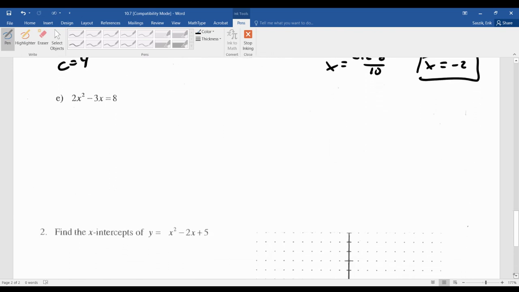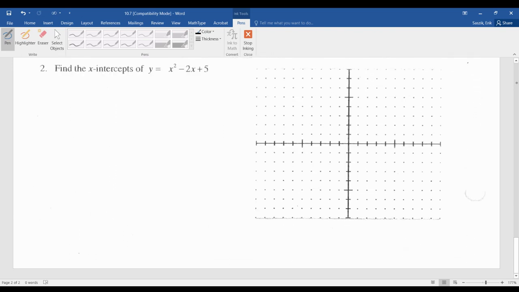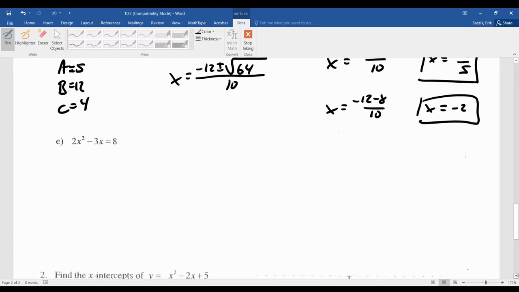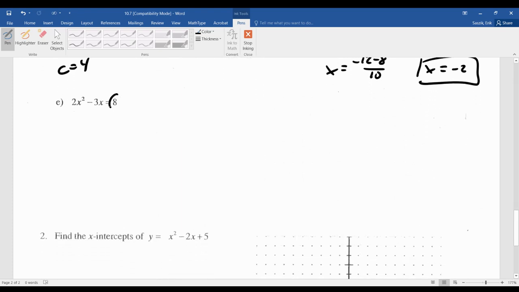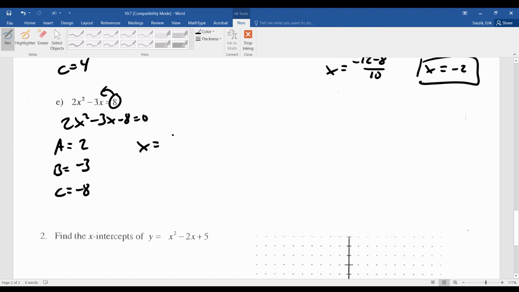All right. Hopefully you can do these yourself here. I'm going to quickly do these last two. And again, set it equal to 0. 2x squared minus 3x minus 8. Write down your ABC. Don't forget about the negatives. X equals opposite of B plus or minus square root. And then we're going to have what? Computer's wigging out. I'll come back in a second.